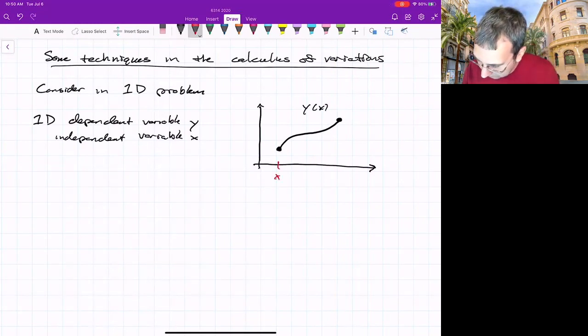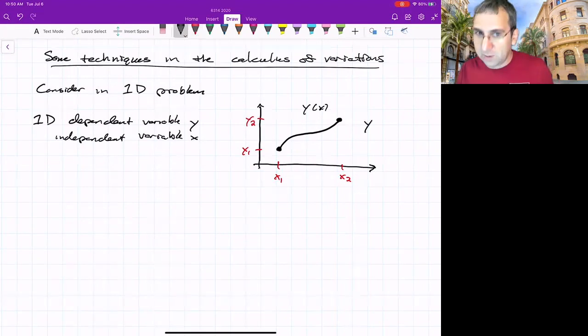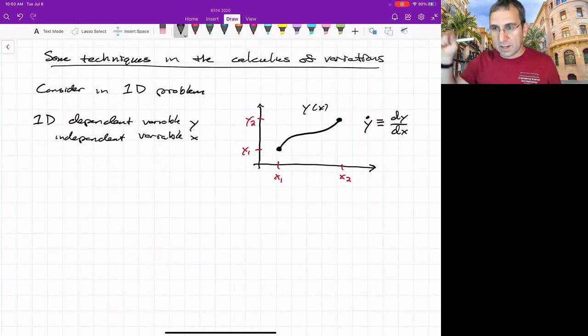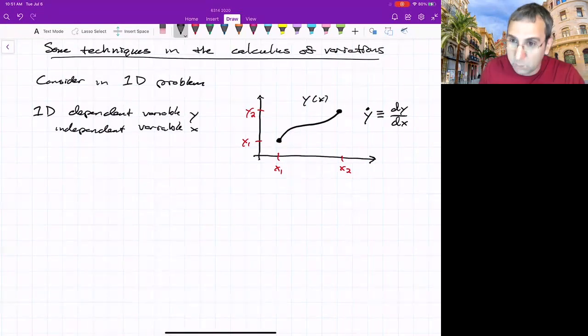And it's got an initial point, x1, y1, and then a final point at x2, where the value is y2. And just to write the derivative in a compact way, instead of y prime, I'm writing it as y dot, but this will mean the derivative of y with respect to x. So if I have a curve y of x, I can at each point calculate its derivative. So I'm assuming y is smooth enough, I can do that. All right, and what are we going to want?